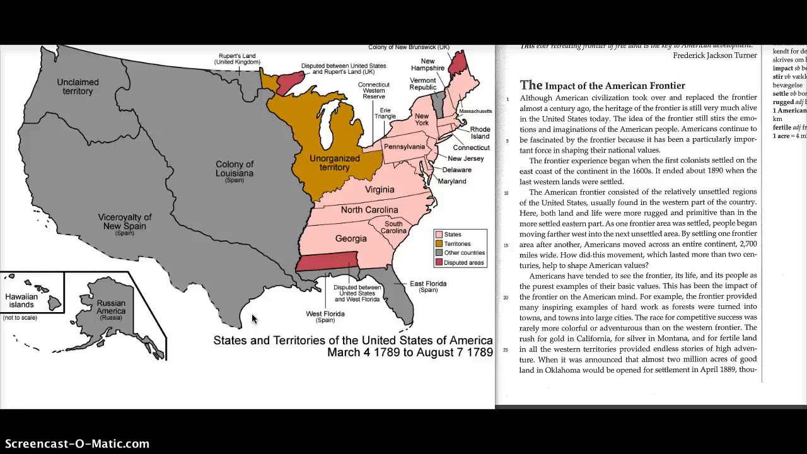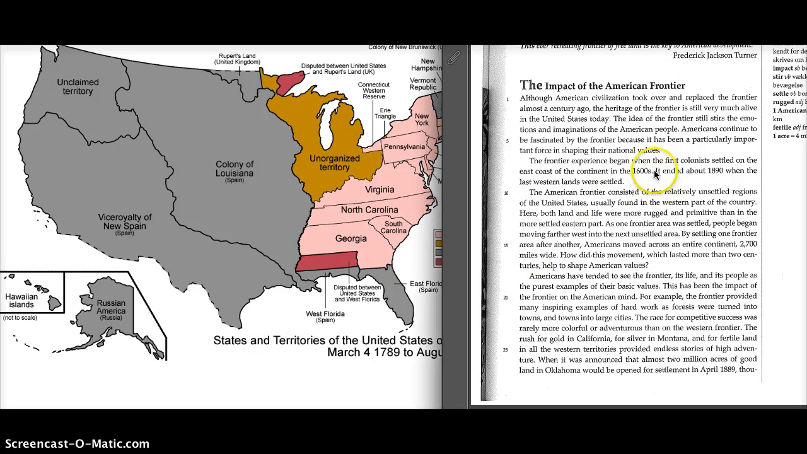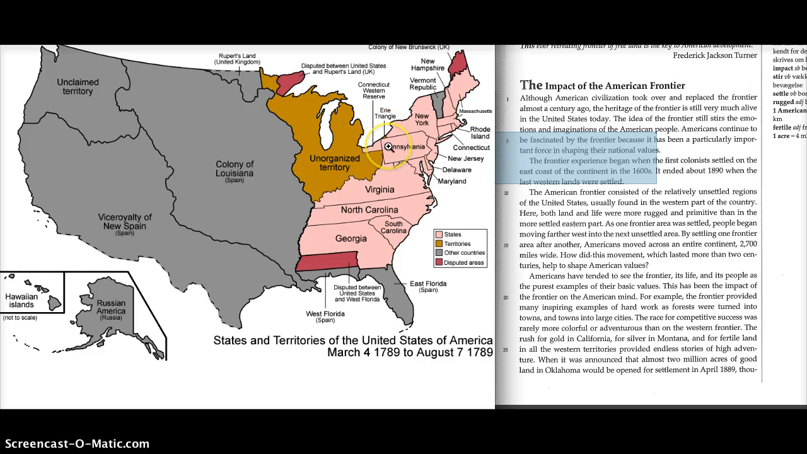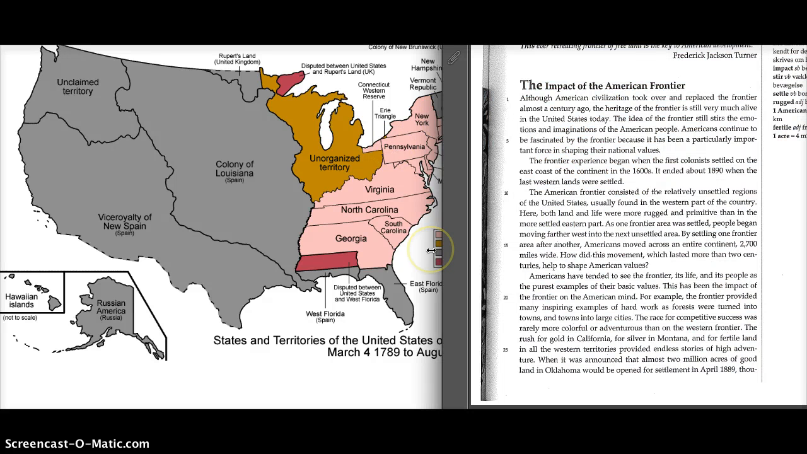But the American frontier started in the 1600s, and we can see that in the text over here, when the first colonists settled on the east coast, so over here. It ended again in 1890, approximately, when the western lands were settled.